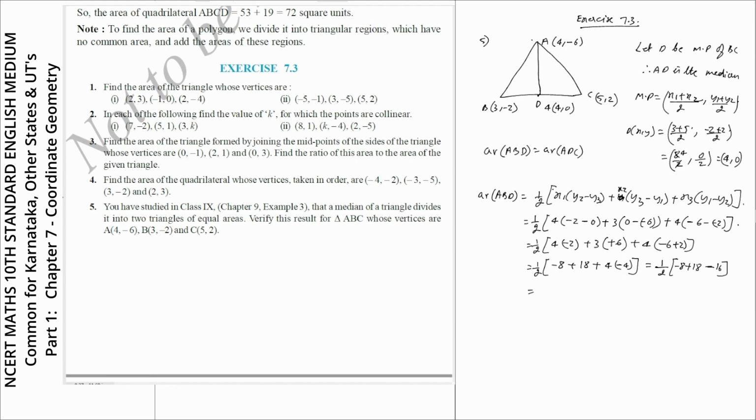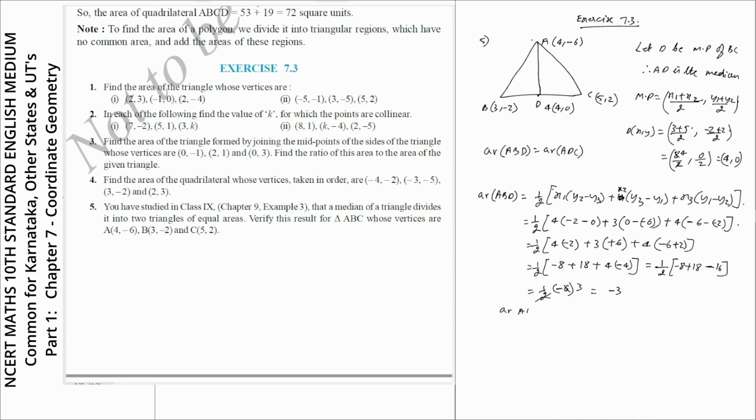So totally I'll get 1 by 2 into minus 8 plus 18 minus 16 is minus 8, plus 2. I'll get minus 6. Okay. So 2 1s are 2, 2 3s are 6. So I'll get minus 3. So area can't be minus 3. So we'll take area to be positive only always.